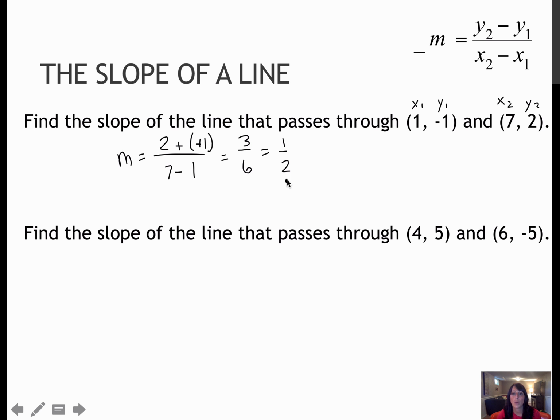I often get the question, well, what if I would have called this x2, y2 and this x1, y1? Would I get the same answer? So let's try it just to be safe.